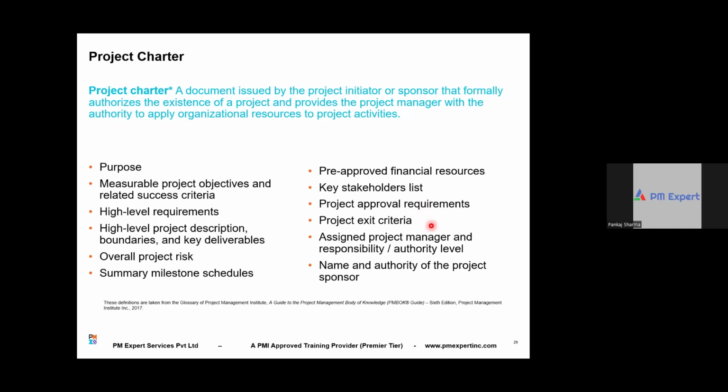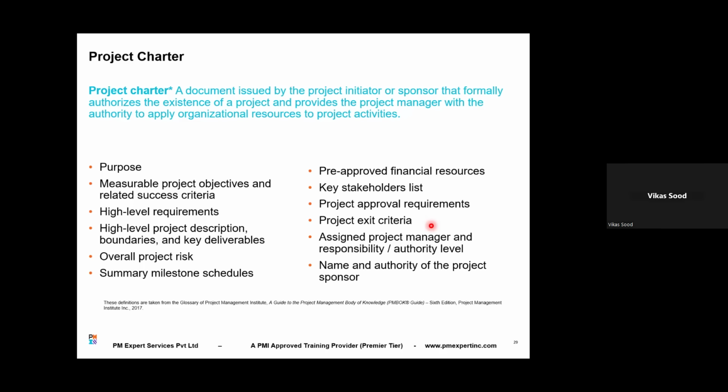Suppose the project is complete. Now, you cannot close the project without certain conditions being met. There is a checklist of items which have to be met before you close the project. For example, before you close the project, all the deliverables should be signed off by the customer, or the acceptance of all the deliverables should be done. That is one point. The second point is to hand over the deliverables to the customer.